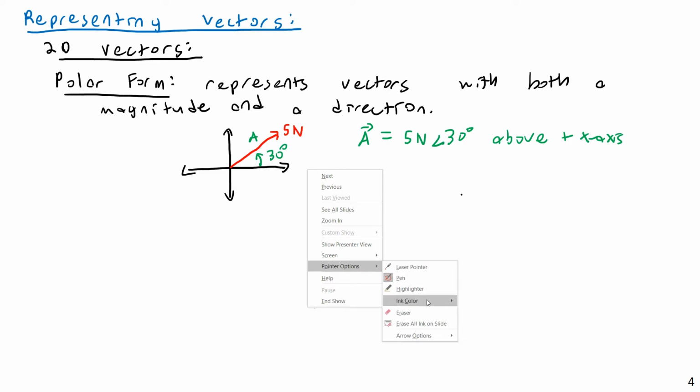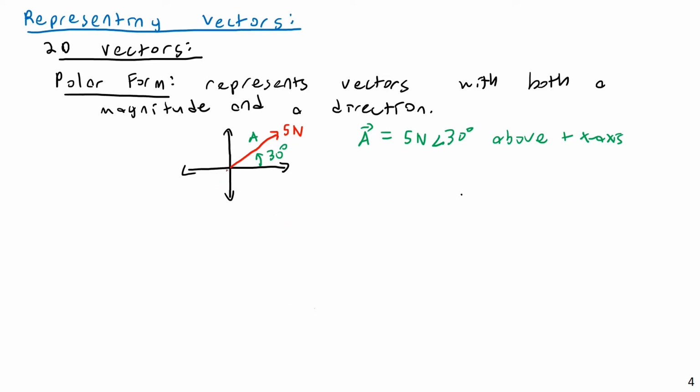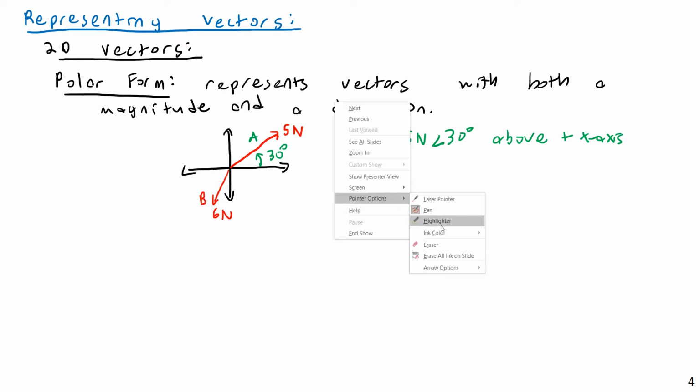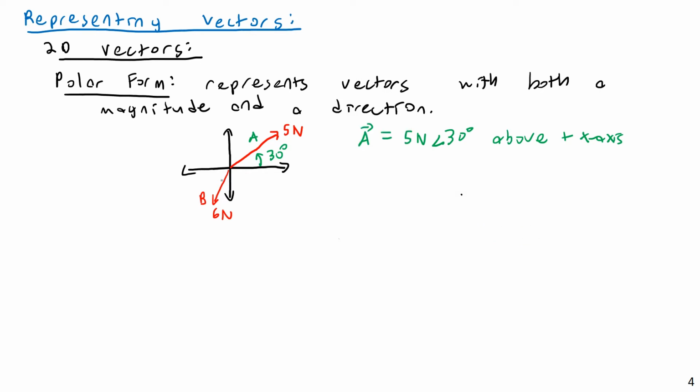What happens if I have something that's in a different quadrant, though? So let's say I have a vector of 6 newtons, and this is vector B, and let's give this an angle of 60 degrees from here. Vector B, I could write this two different ways. I could not simply write this as 6 newtons at an angle of 60 degrees.